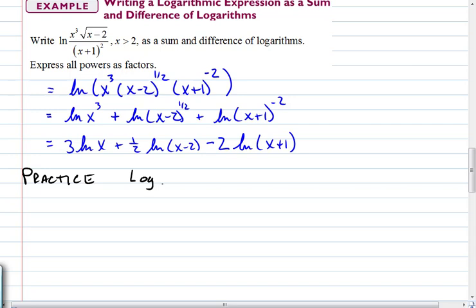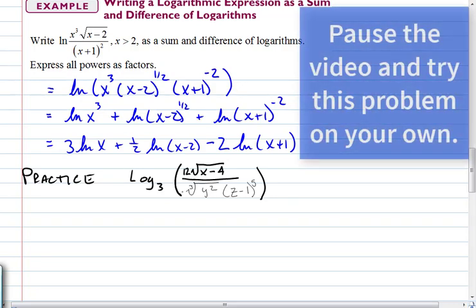We have log base 3 of the square root of x minus 4. Let's make that 12. Square root of x minus 4 over the cube root of y squared, z minus 1 raised to the third. Oh, let's make it the fifth, just so it's a different number. So all of this is the argument of the log, and I want you to expand this as much as possible.